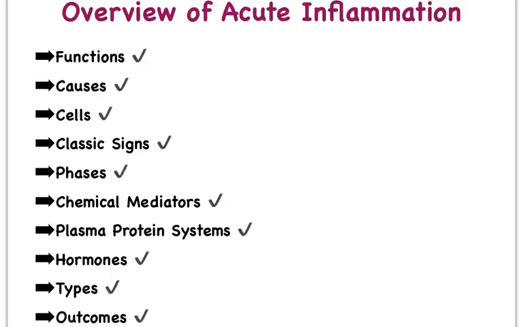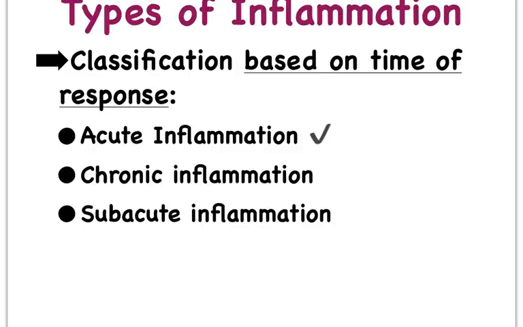So we're done with acute inflammation, which means we're ready to discuss chronic inflammation. And we've already discussed the subacute inflammatory transition period, so we're not going to come back to that.